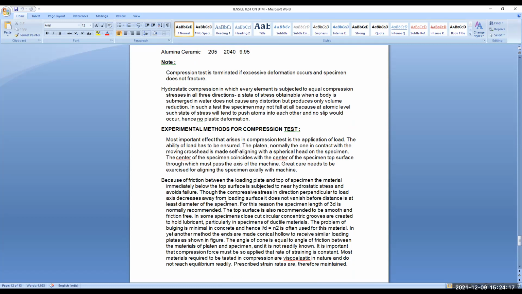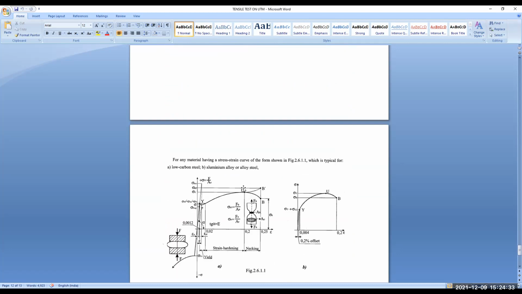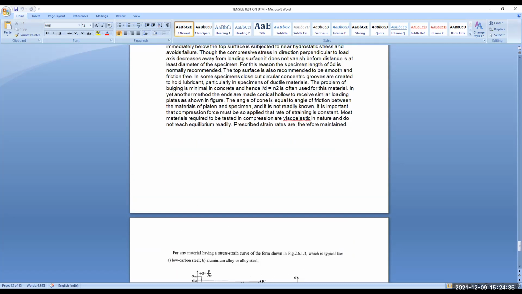The compressive stress is direct, perpendicular to the load axis, because it is away from the loading surface. It does not vary for at least one diameter of the specimen. So a specimen length of 3D is normally accommodated. But the top surface is also recommended to be smooth and friction-free.